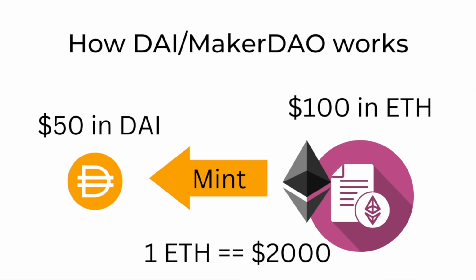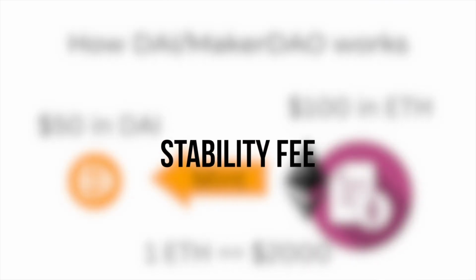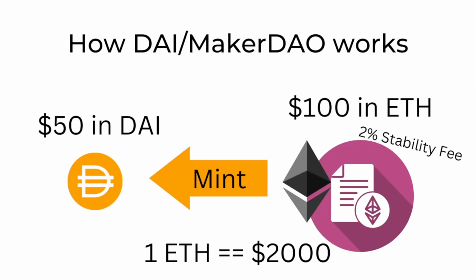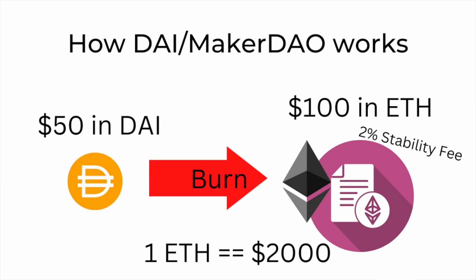Additionally, every year or so, you'll get charged something called a stability fee, usually around 2%. And now you're free to do whatever you want with your DAI. If you want to get your ETH back, you have to give your DAI back to the smart contract, which will then burn your DAI. It'll use the current price of ETH to figure out how much money it should give back to you.